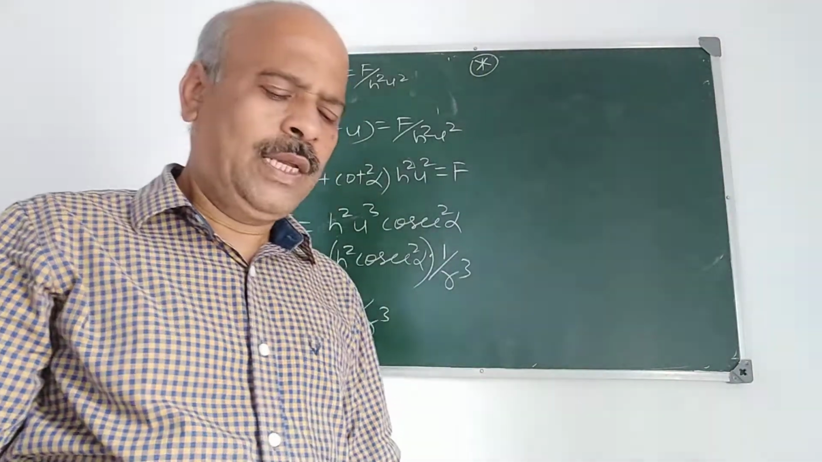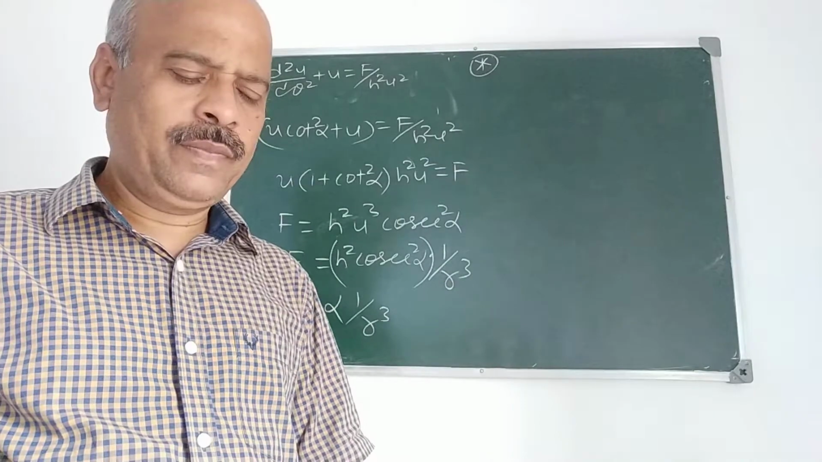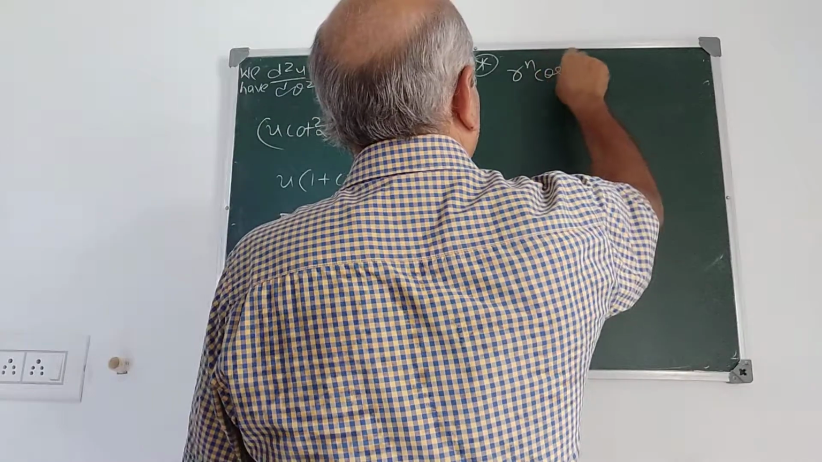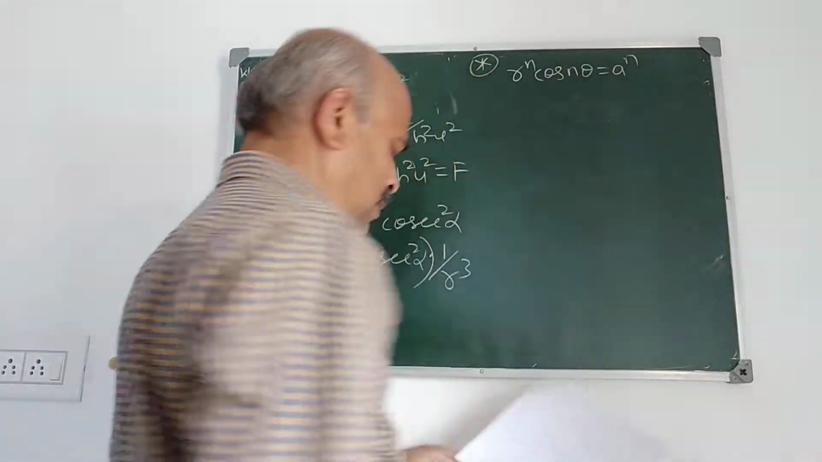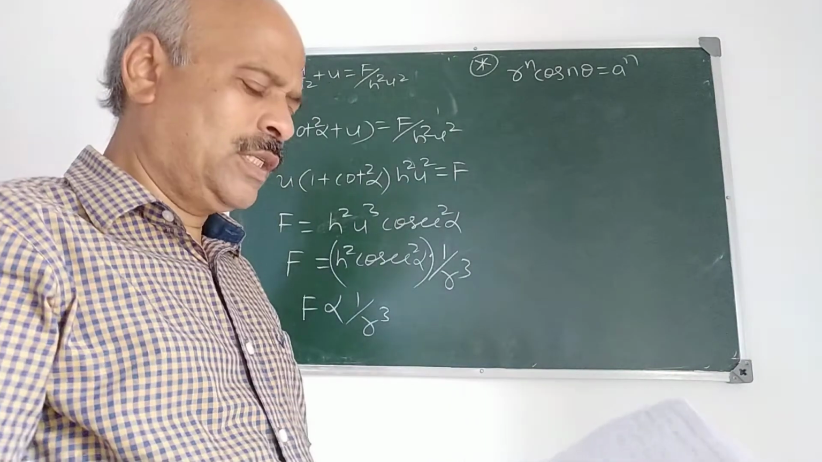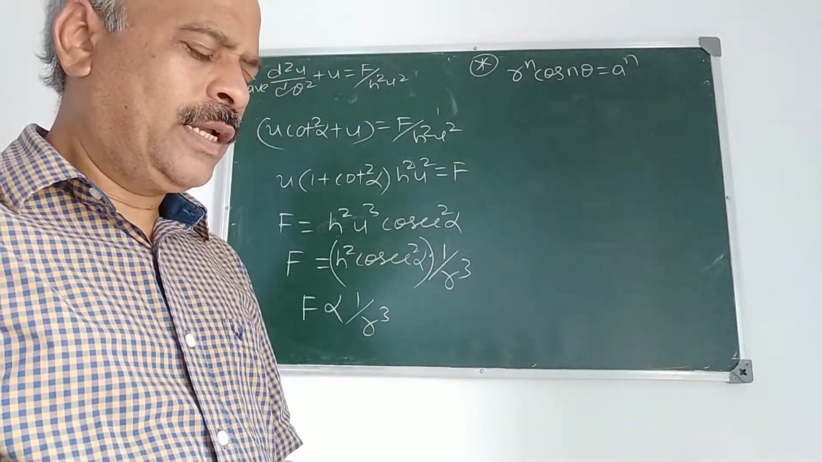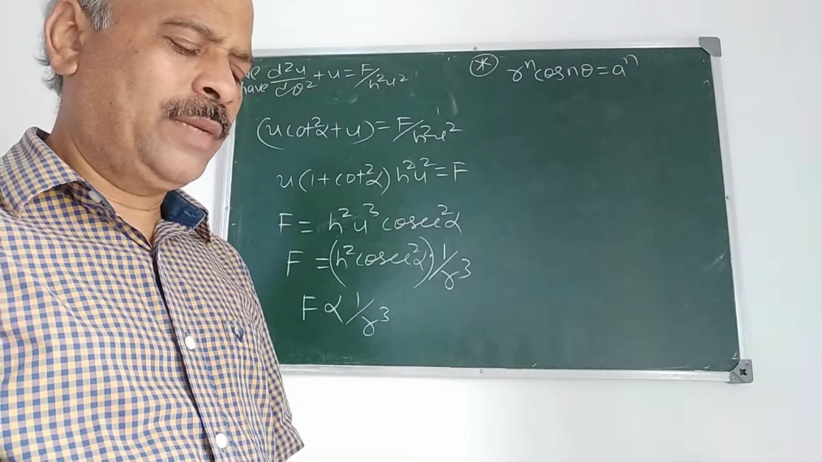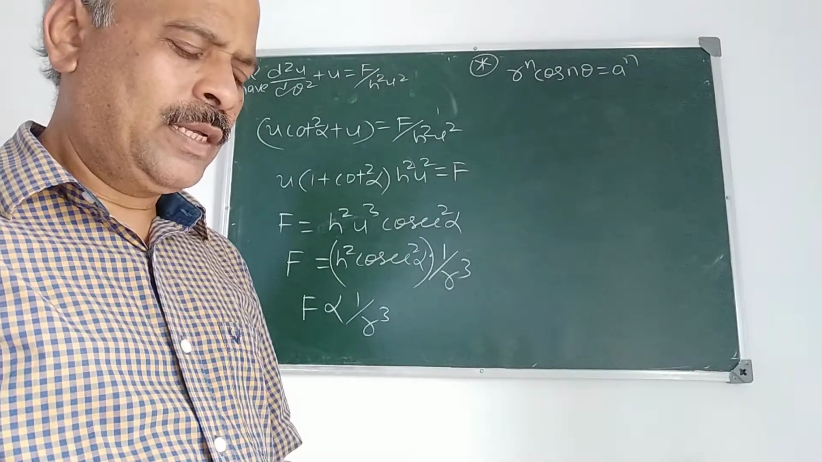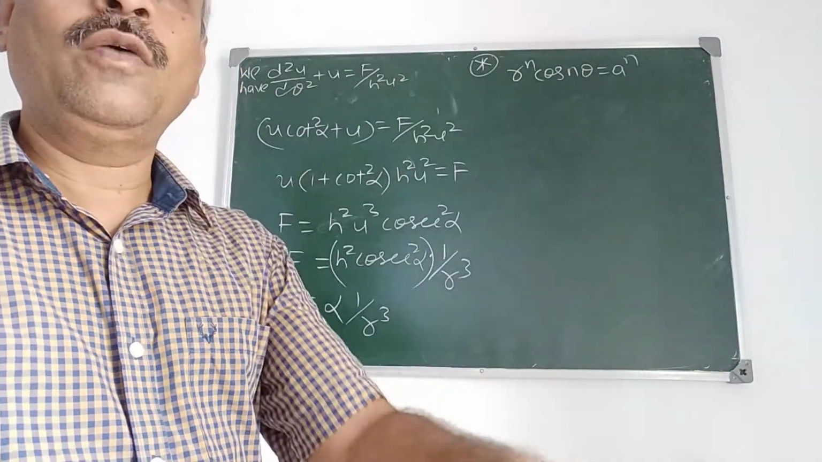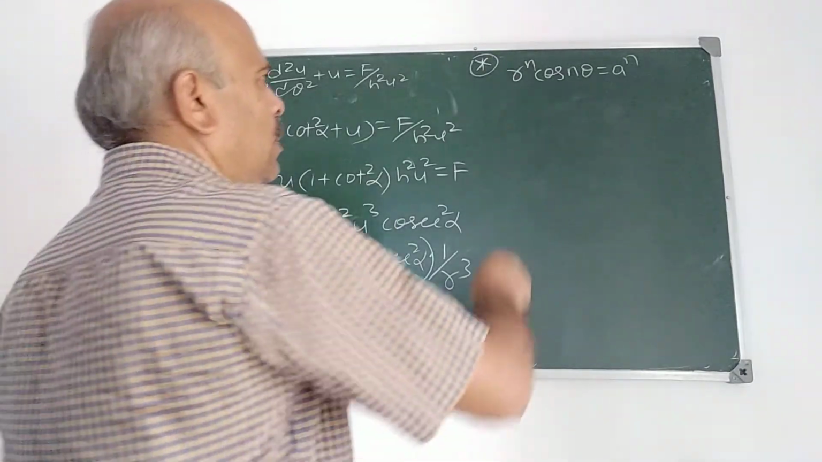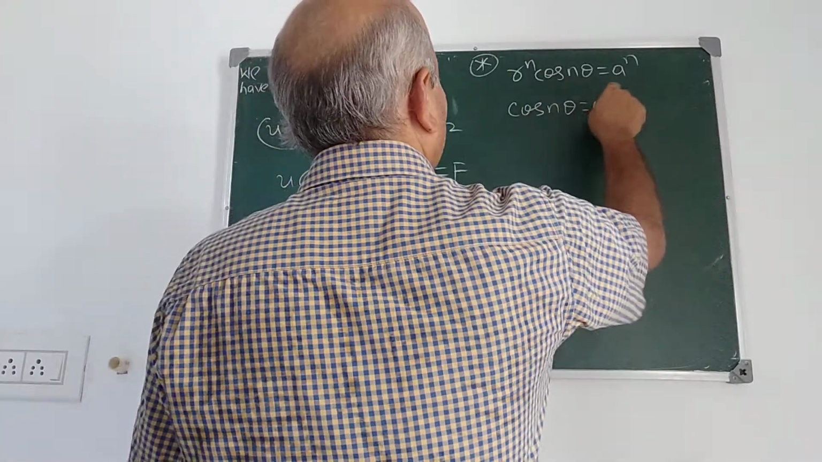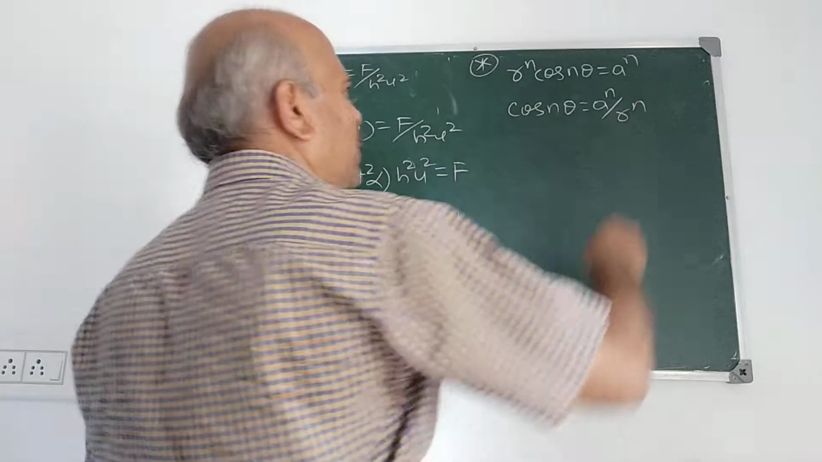If a particle describes a curve r raised to n cos n theta is equal to a raised to n under a force capital F to the pole, find the law of force. See here, cos n theta is a raised to n by r raised to n. Better take this as u.